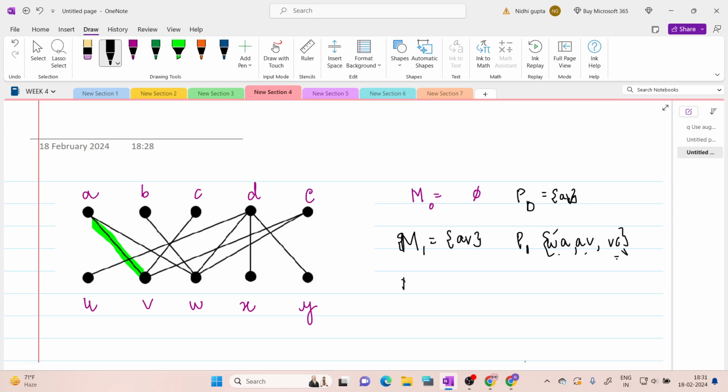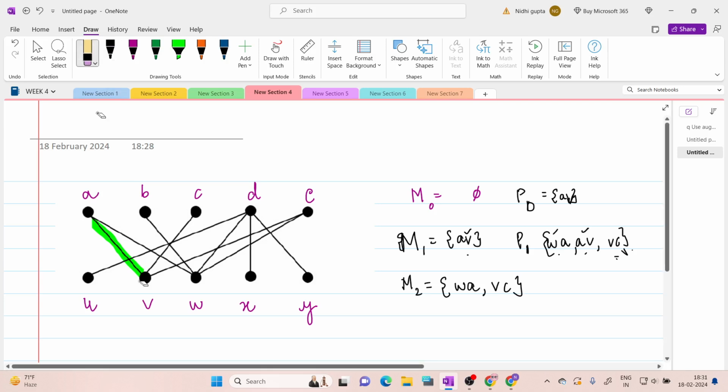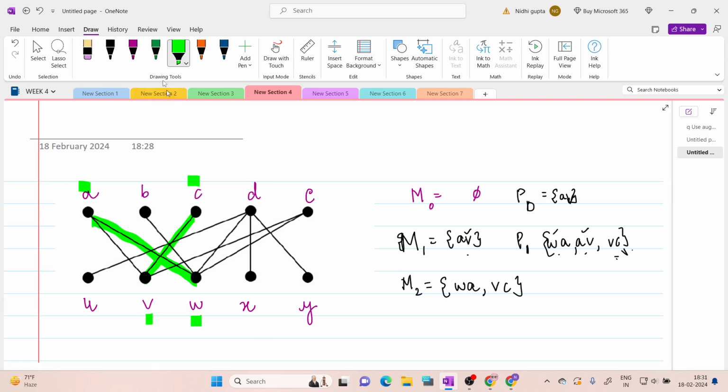Now the next matching will be the symmetric difference of this. The only common thing is AV. The symmetric difference is the union, and we remove the intersection. So it will be just WA and VC. So this is our next matching, M2, which is WA, VC. Now these four vertices are matched, and all other vertices are unmatched. So now we have to construct an augmenting path with respect to M2.